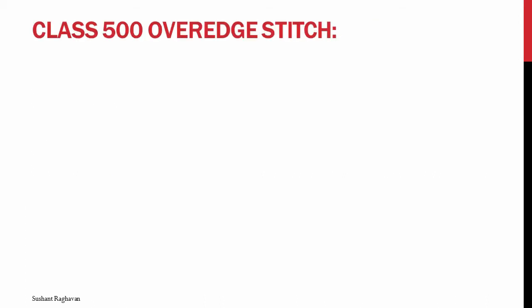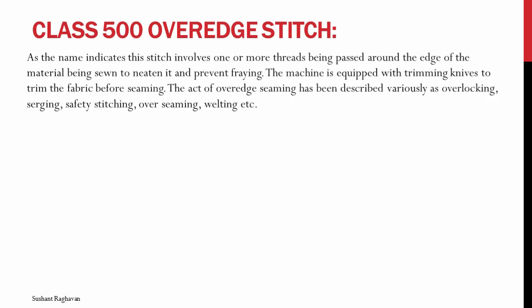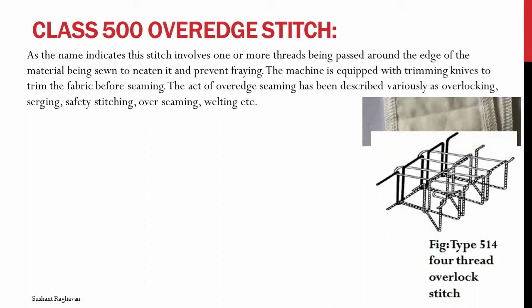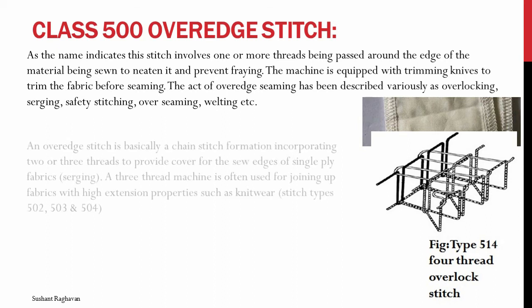Class 500 overedge stitch. As the name indicates, this stitch involves one or more threads being passed around the edge of the material being sewn to neaten it and prevent fraying. The machine is equipped with trimming knives to trim the fabric before seaming. The act of overedge seaming has been described variously as overlocking, serging, safety stitching, overseaming, welting, etc. Figure: type 514 4-thread overlock stitch.